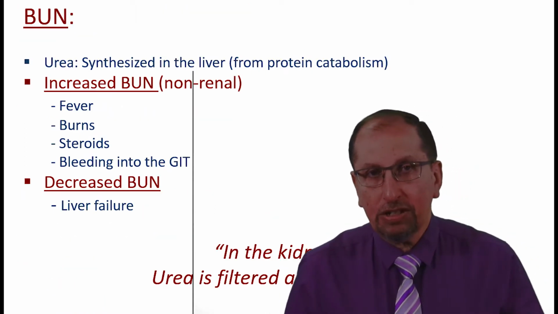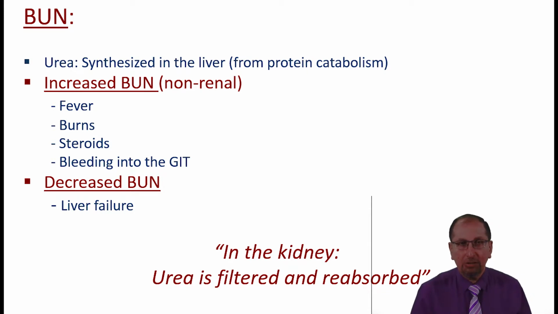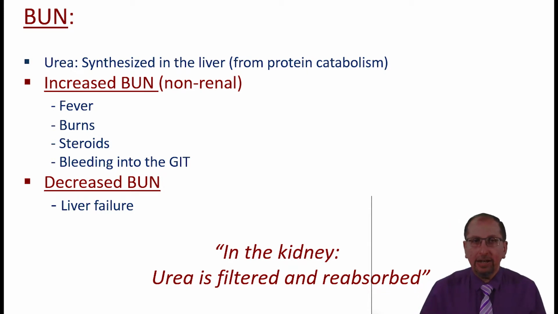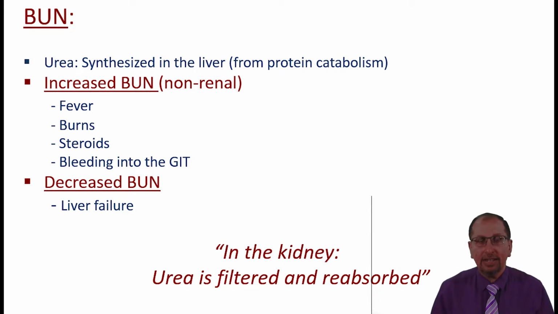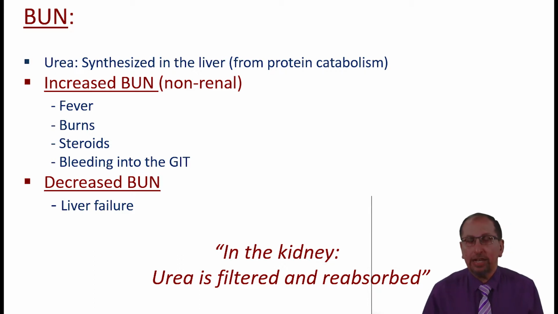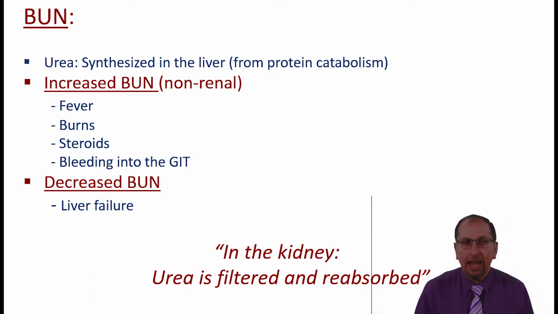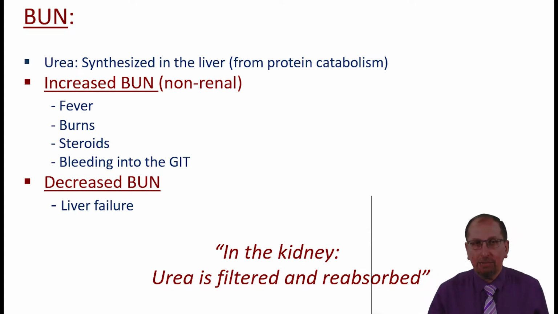Now let's talk first about BUN and creatinine, about urea and creatinine. Where do we get our urea? Urea is synthesized in the liver from protein catabolism. When we eat protein, ammonia comes out. Ammonia is very toxic to the brain, so the liver takes ammonia and converts it into urea.